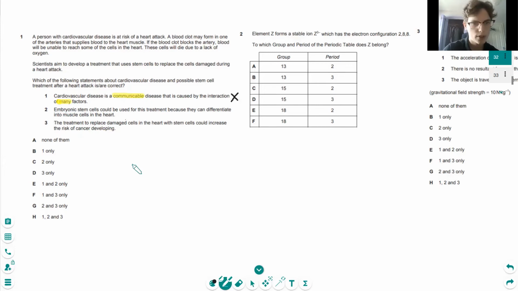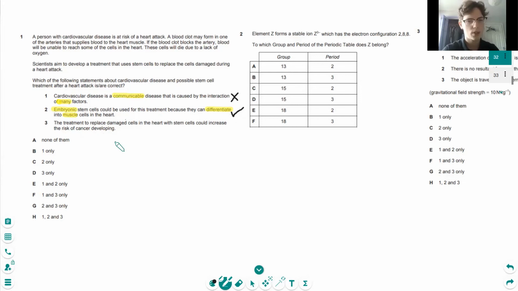Statement 2, embryonic stem cells could be used for this treatment because they can differentiate into muscle cells in the heart. Embryonic stem cells are what's called pluripotent. They can differentiate into any type of cell. Therefore, this is a valid conclusion because they can differentiate into muscle cells. So this is correct.